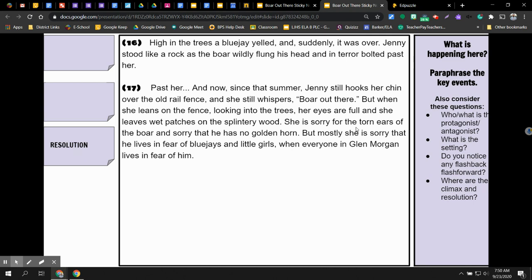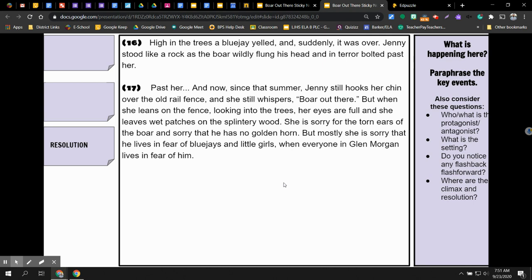So in line 16, just tell me what happened. And then in line 17 here, tell me what's going on. And then lastly, in your resolution, important point in the story when the climax and all the problems are resolved and we kind of figure out what it is the character learned or how the character changed, tell me, what is it that changed with Jenny? What did she learn? How is she different now than she was at the beginning? Go.